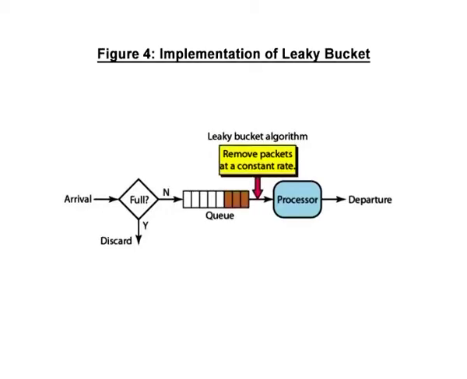A simple leaky bucket implementation is shown in the figure here. A FIFO queue holds the packets. If the traffic consists of fixed size packets, for example cells in ATM networks, the process removes a fixed number of packets from the queue at each tick of the clock. If the traffic consists of variable length packets, the fixed output rate must be based on the number of bytes or bits.